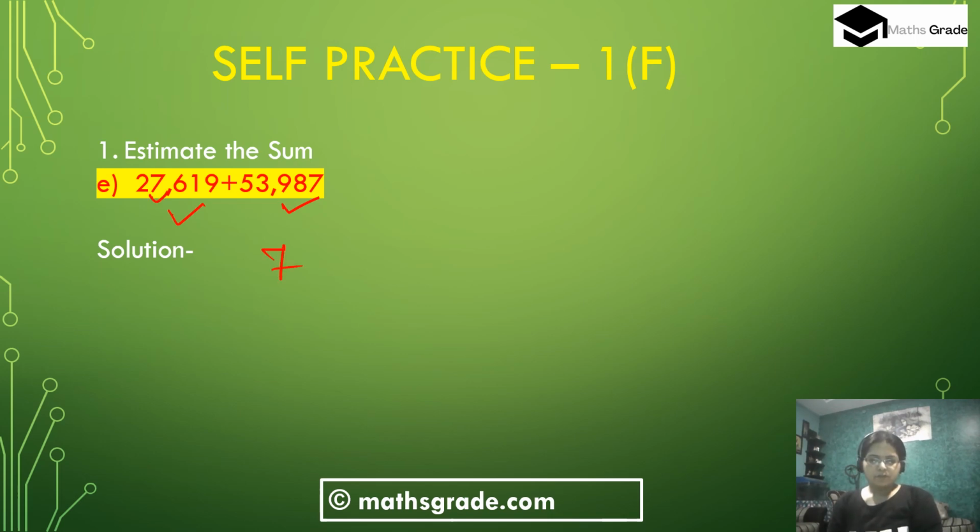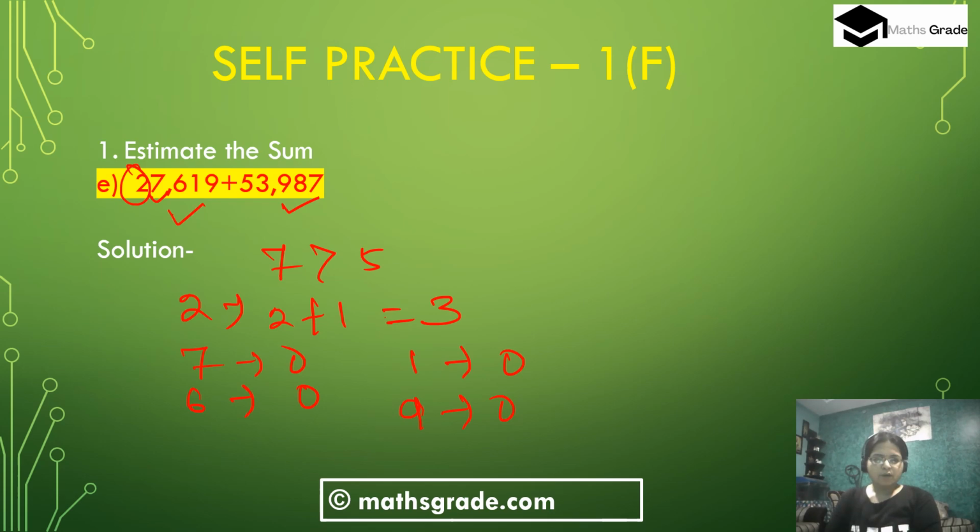7 is more than 5. So just add 1 to the 10,000 place. Here the 10,000 place digit is 2. 2 changes to 2 plus 1, and 2 plus 1 is 3. And write down 0 in the 1000 place digit, so 7 changes to 0. And the 100 place digit 6 changes to 0. The tens place digit 1 changes to 0 and the unit place digit 9 changes to 0.